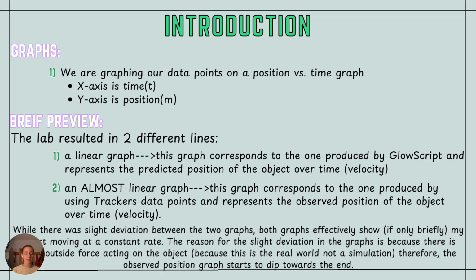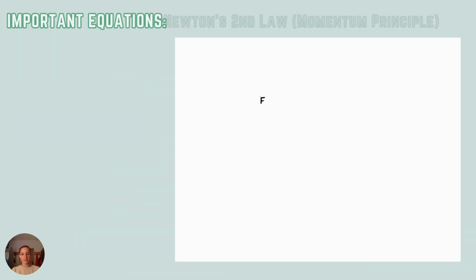While there was slight deviation between the two graphs, both graphs effectively show my object moving at a constant rate. Now, the reason for the slight deviation in the graphs is because there are some outside forces acting on the marker. Therefore, the observed position graph does start to dip towards the end.